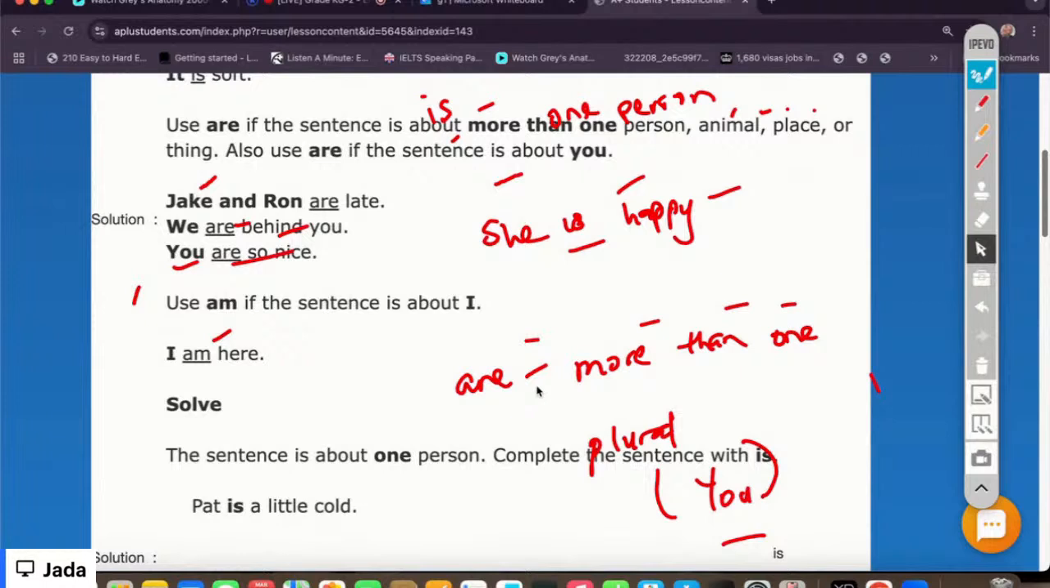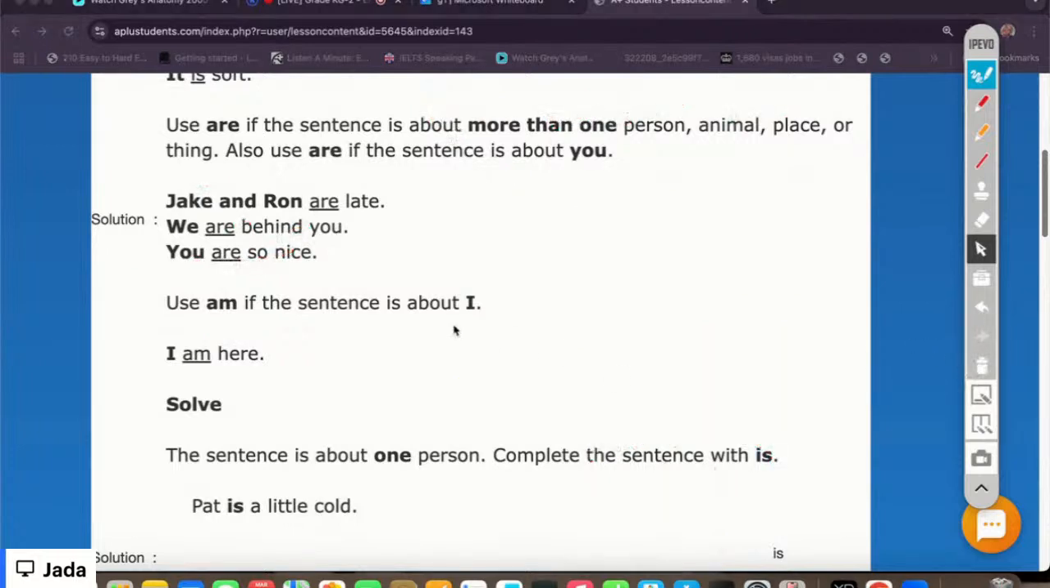All right, so let's look at some sentences for are. Okay, so Jake and Ron are late. So you can see that Jake and Ron are late.